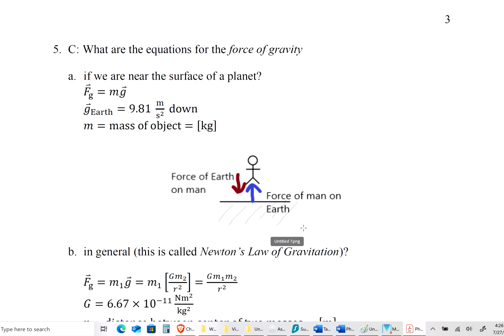Question number 5. What are the equations for the force of gravity? If we're near the surface of a planet, the force of gravity is mg, where little g is 9.81 meters per second squared down. M is the mass of an object. So if you jump, according to this image, the Earth pulls you down and you pull the Earth up.